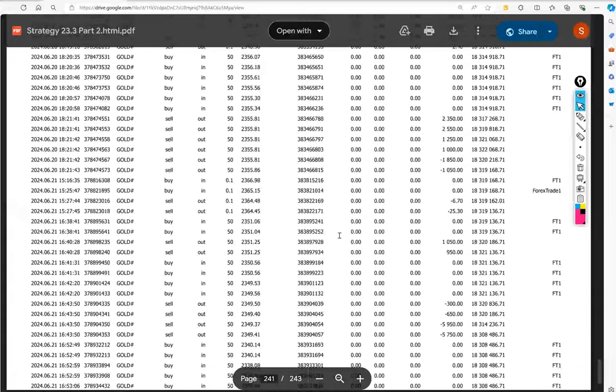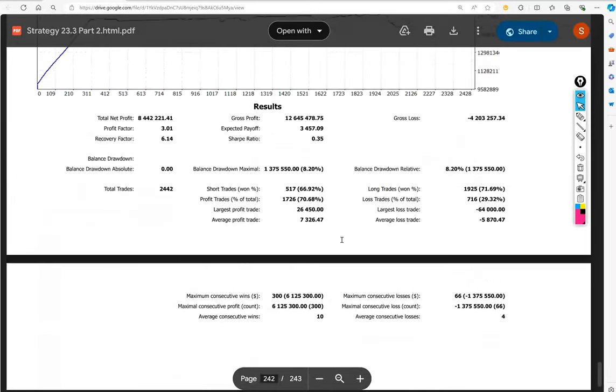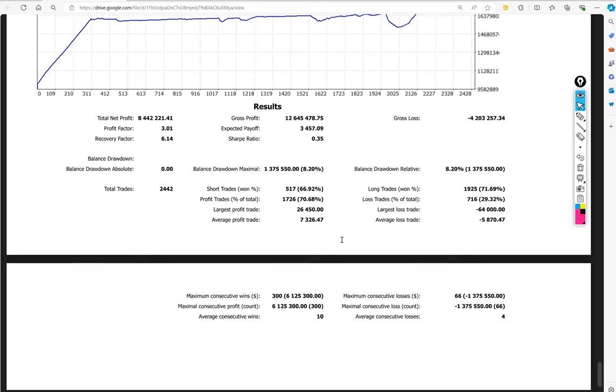More than 200 pages of statement is there, and the total number of trades you can see is 2442 trades we have taken here. Talking about the risk reward ratio, if we calculate the profit and loss, the profit side is almost 1726, and the loss is minus 716. So our accuracy almost comes near that.